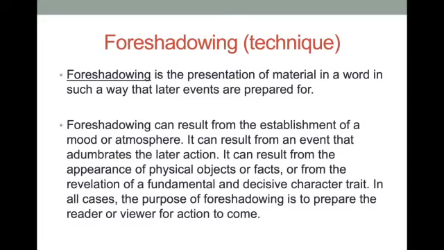Foreshadowing can also result from an event that adumbrates a later action. It can also result from the appearance of physical objects or facts, or from the revelation of a fundamental and decisive character trait. So your characters and the plot line, the sequence of events, can also foreshadow. Whether your character seems to be angry or upset, they might strike out later on at something, maybe enact some sort of revenge. If a plot line event seems to go unfinished, you might foreshadow that there has to be a resolution coming in. And in all cases, the purpose of foreshadowing is to prepare the reader or the viewer for the action to come.